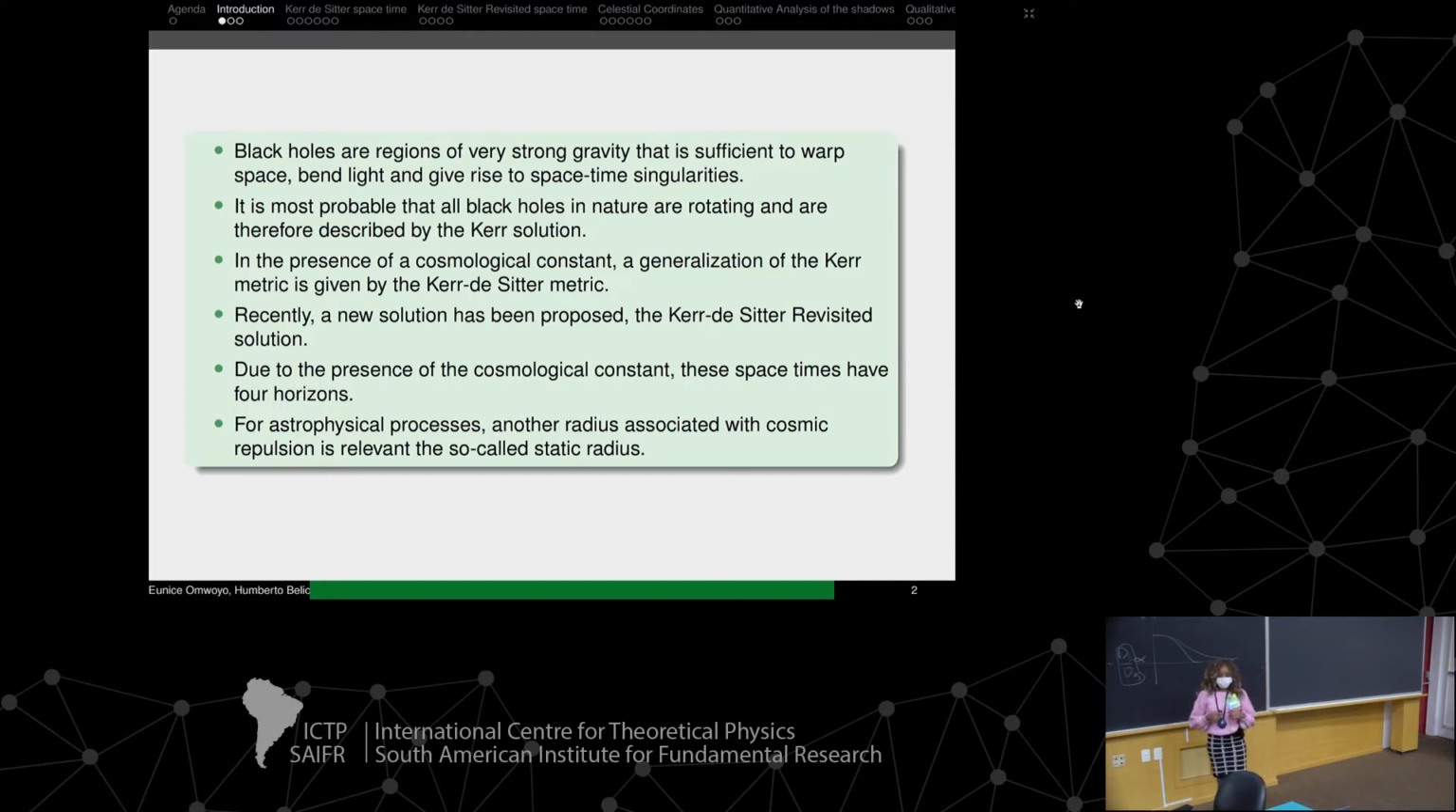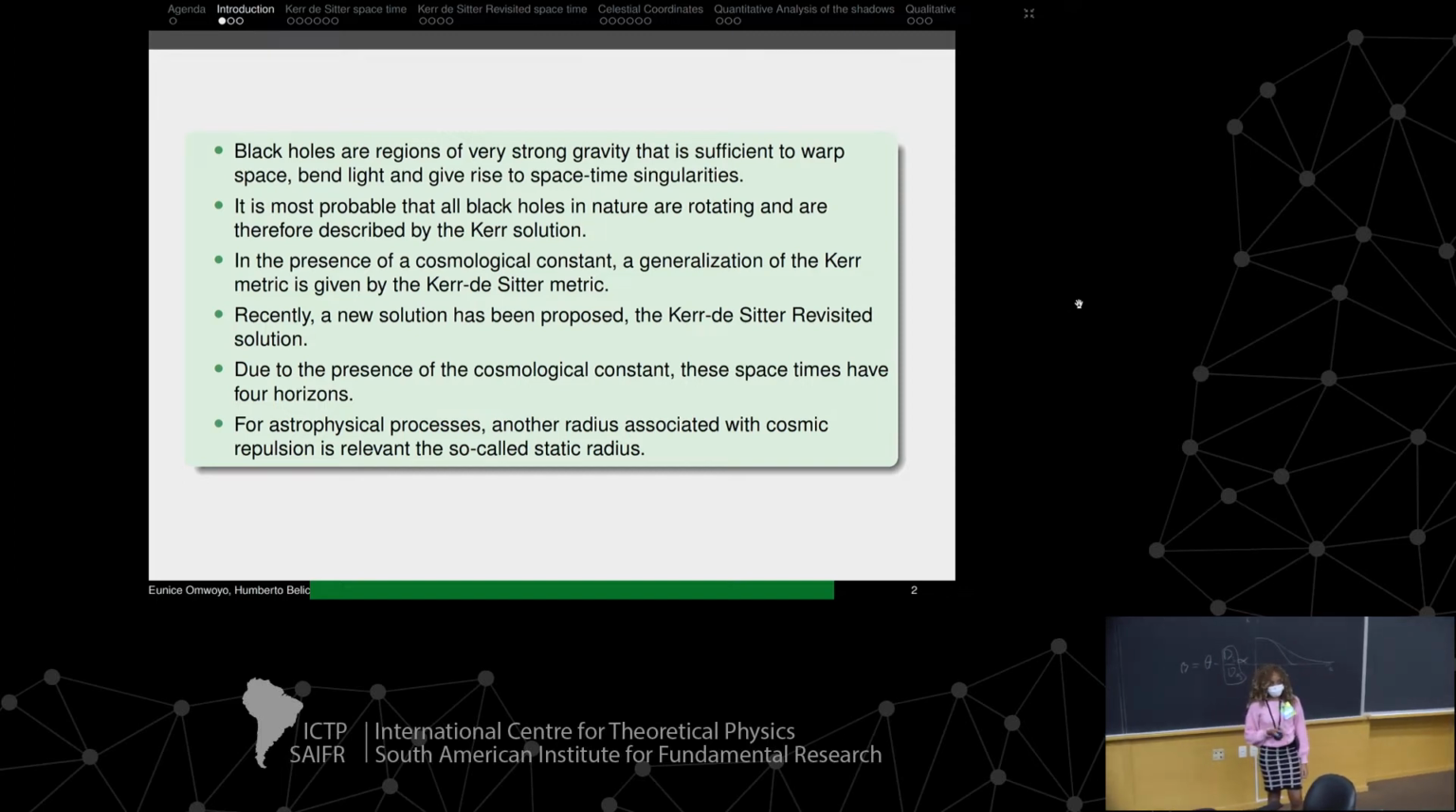Black holes are regions where gravity is very strong. It is strong enough that it can warp the spacetime and lead to the bending of light. It is most probable that black holes are rotating in nature and they are described by the Kerr solution. But when we incorporate the effect of the cosmological constant, we have the Kerr-de Sitter solution. The Kerr-de Sitter solution is a lambda solution. It has constant curvature, and it belongs to the Plebanski-Demianski class of solutions.